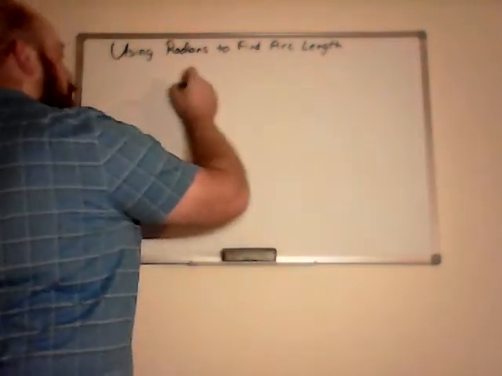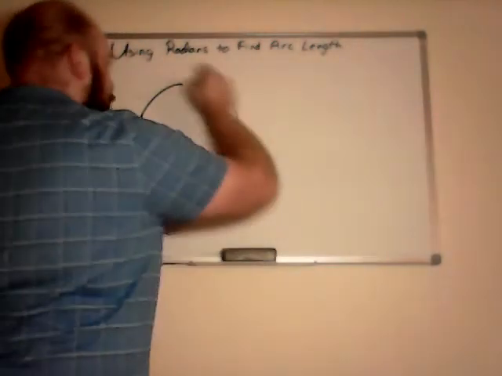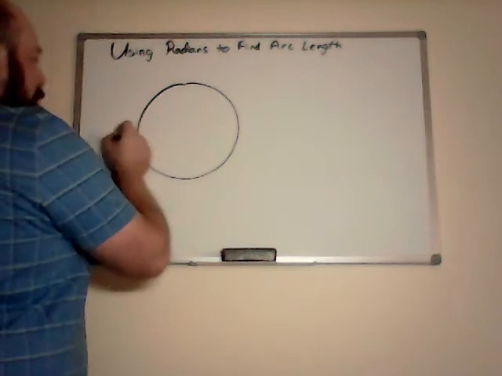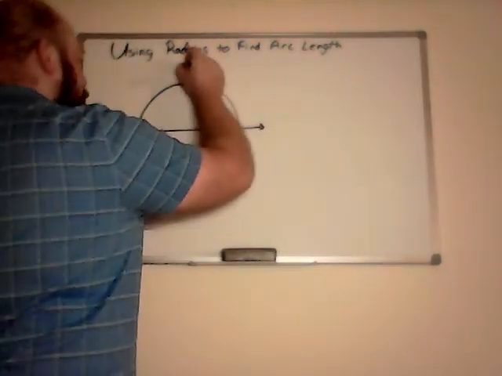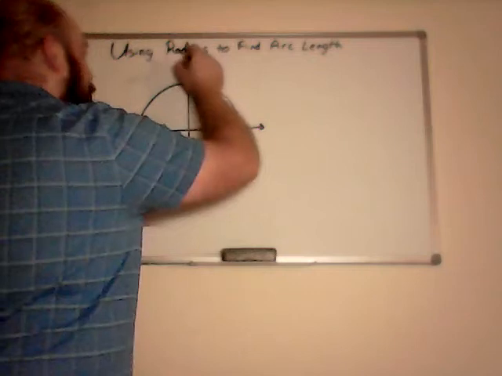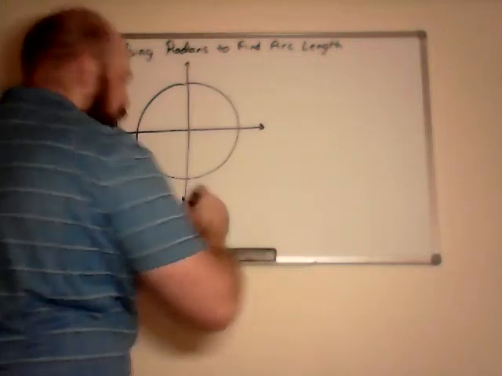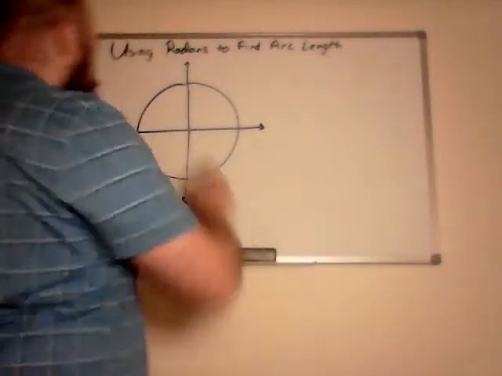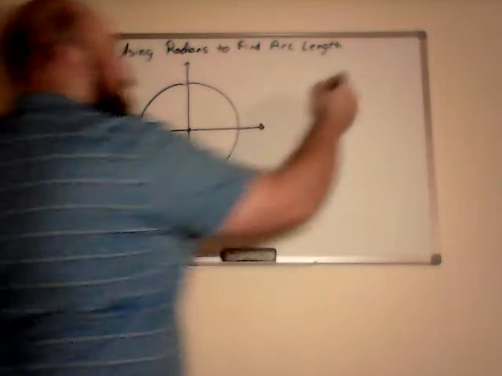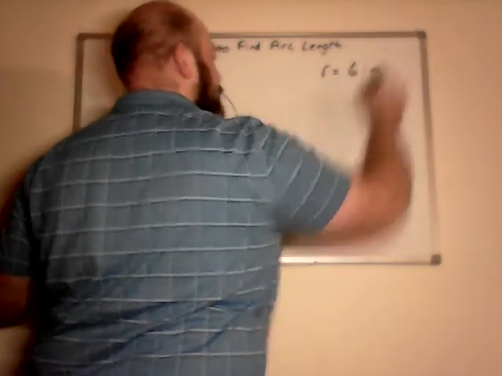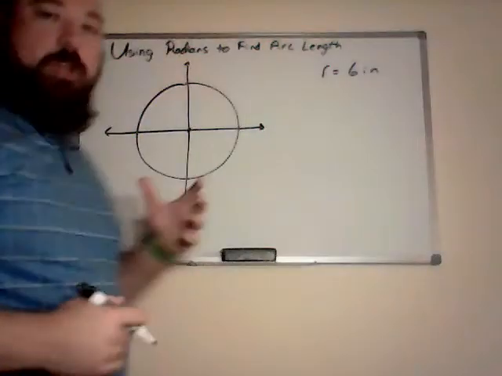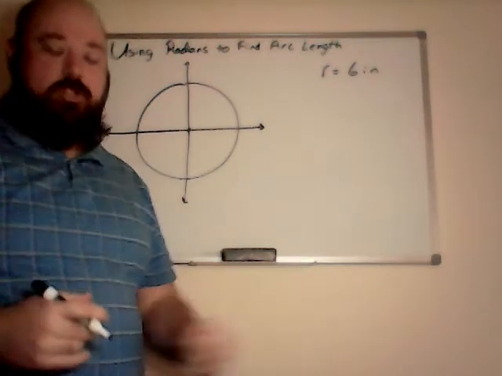All right, so over here, I've got a circle. I'm going to put it on the coordinate plane, our pizza pie. You don't have to put it there, that's just where I like to put it. And what I know about this pizza is the radius is going to be 6 inches.